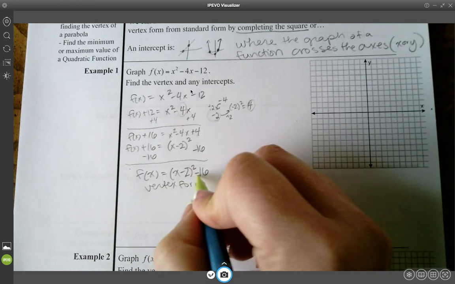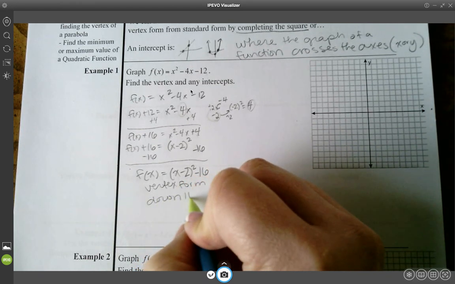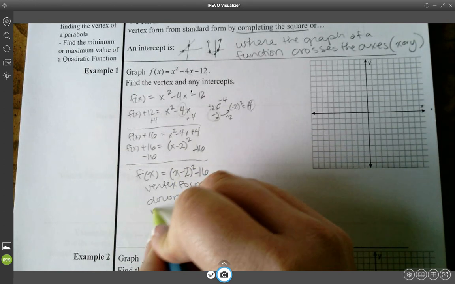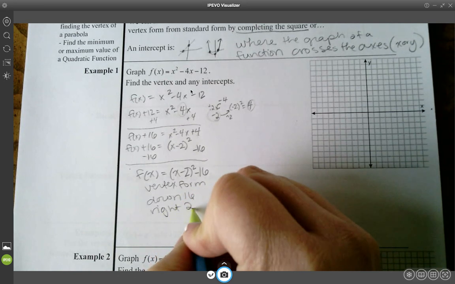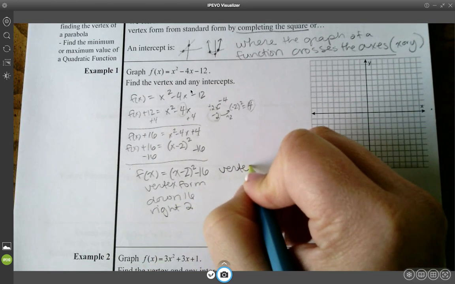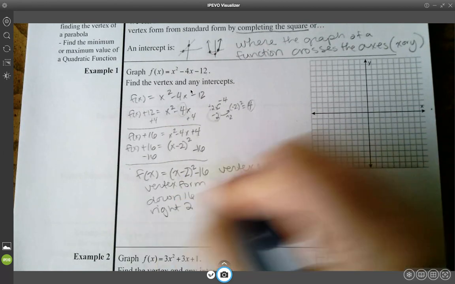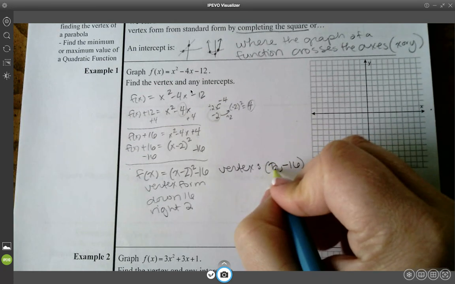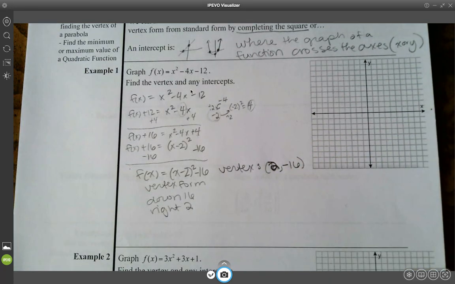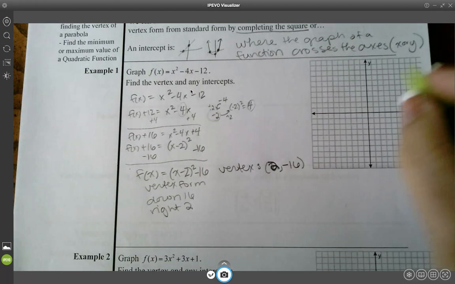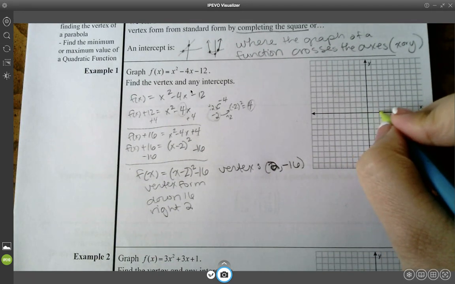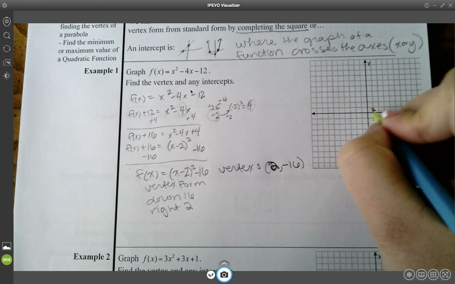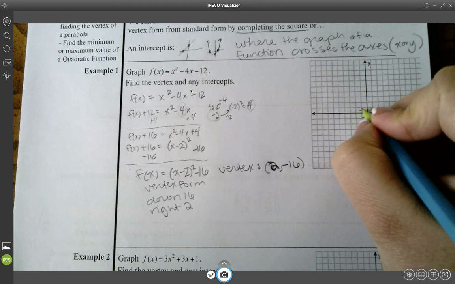So we can say this moved down 16, and the value that would make that 0 is a positive 2, so it goes to the right 2. Therefore, we have the vertex at the value of h, which would be 2, and k, which is negative 16. 2 comma negative 16. Okay, so our vertex here is 2, negative 16, but our graph only goes down to 10, so let's scale by 2's.